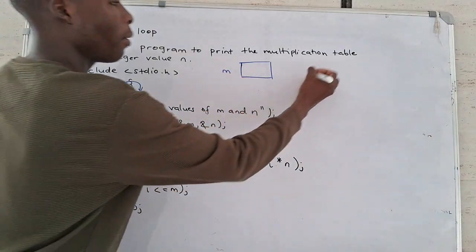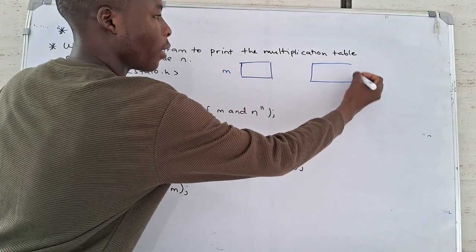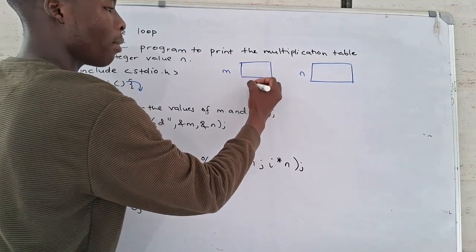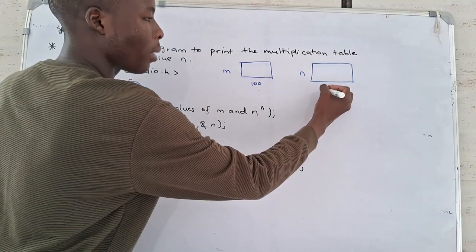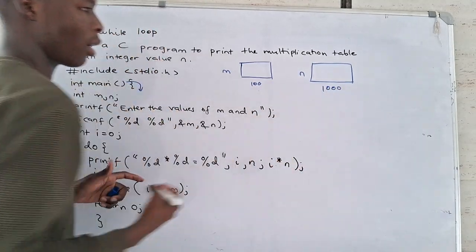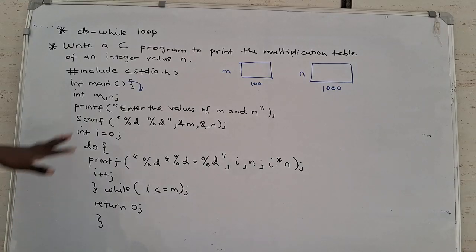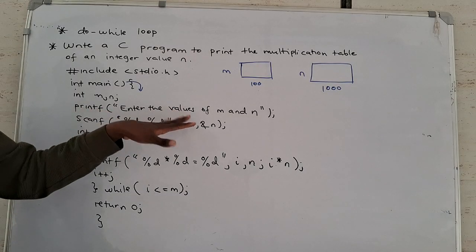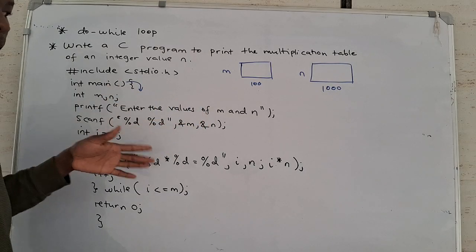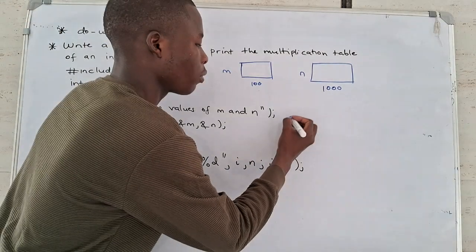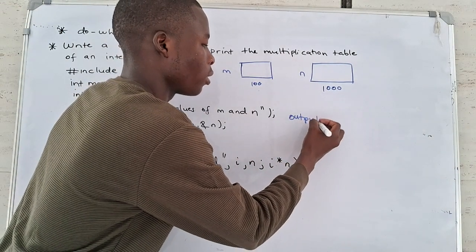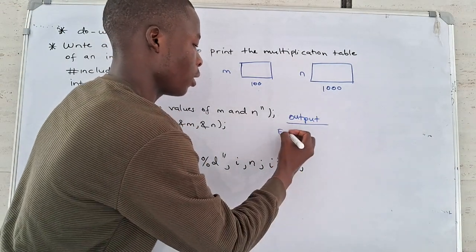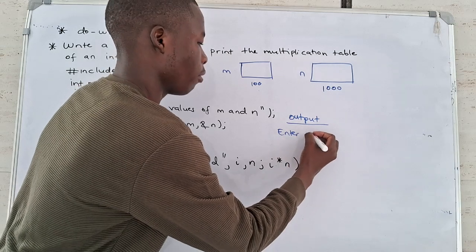The second variable is n. Suppose the memory address is 100. Suppose the memory address is 1000. Printf: Enter the values of m and n. This is an instruction, so this is part of your output.